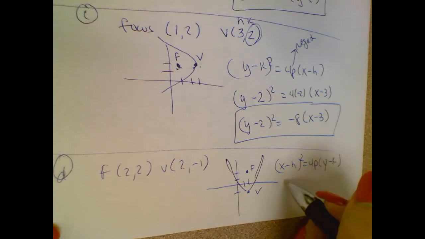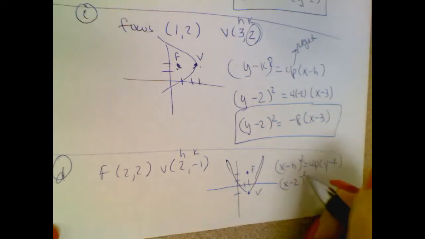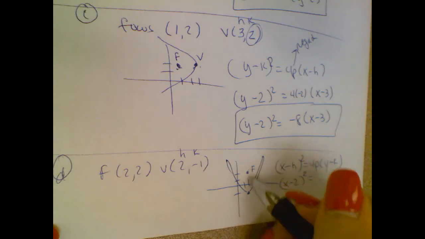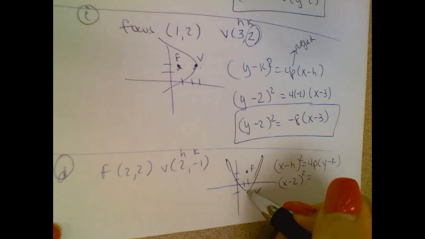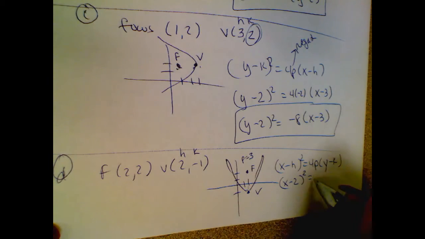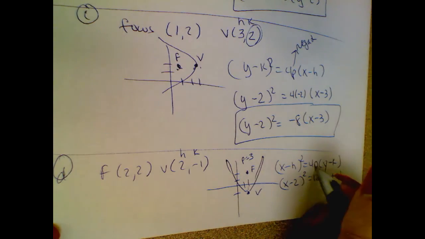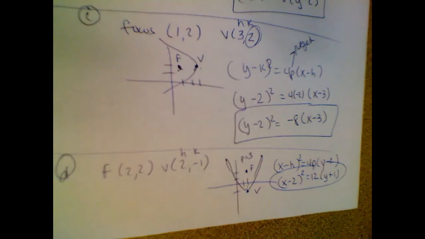So the vertex would be (x minus 2), because this is h, this is k. The p looks to be what? From -1 to 2 is 3. So p is 3, and it's going up, so it's positive 3. So this is going to be 12, and then (y plus 1). Done.